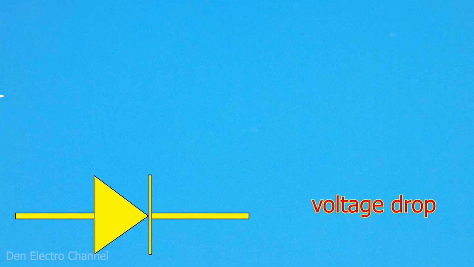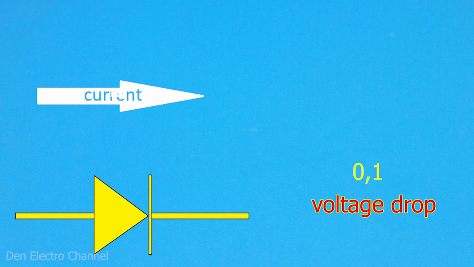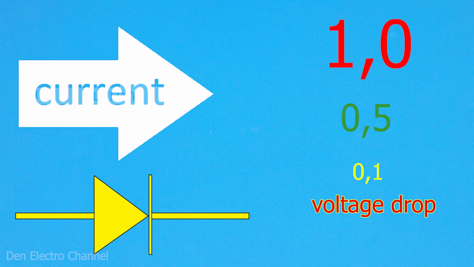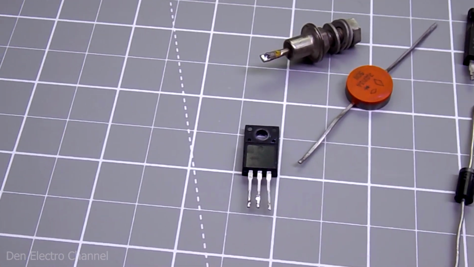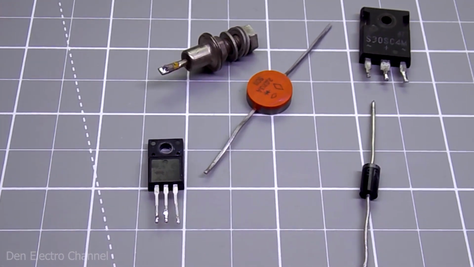The voltage drop across the diode depends on the current passing through it. The higher the current, the greater the voltage drop. Let's figure out if this is a good thing or a bad thing. The voltage drop itself cannot be attributed to a bad or good property of diodes.